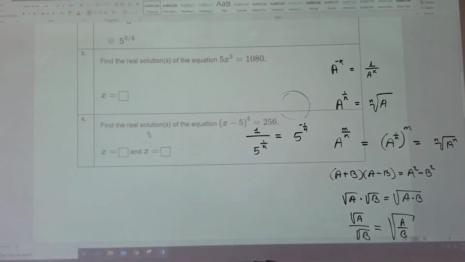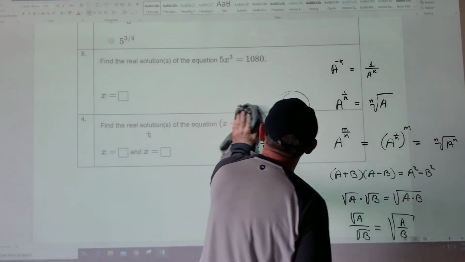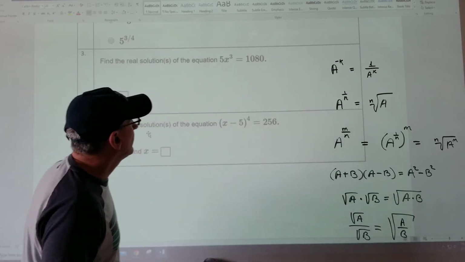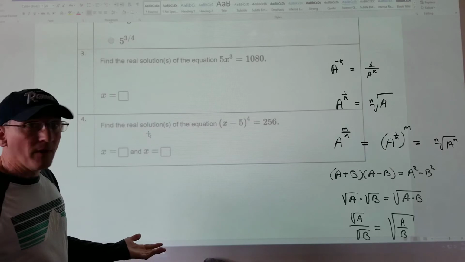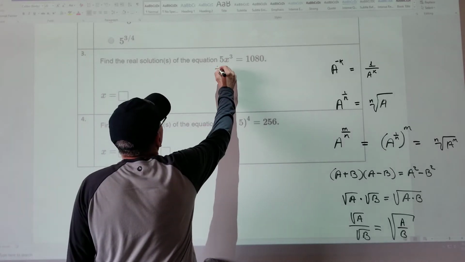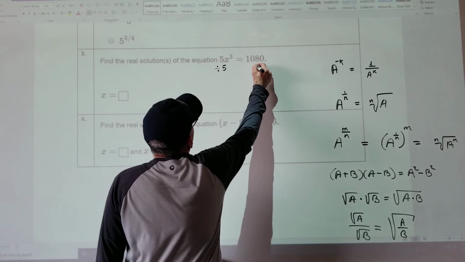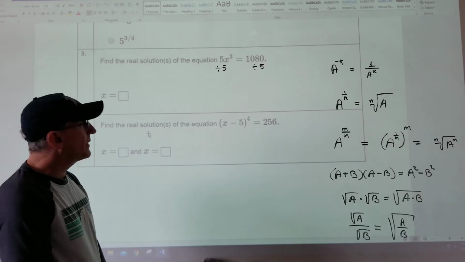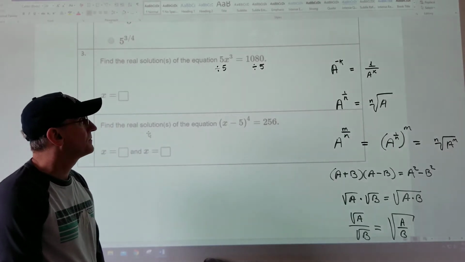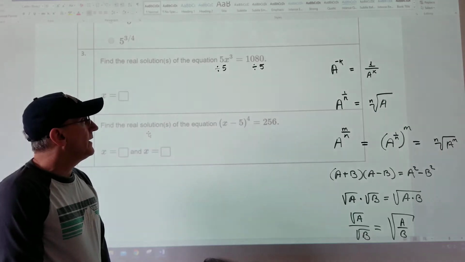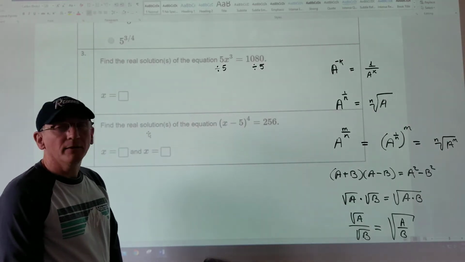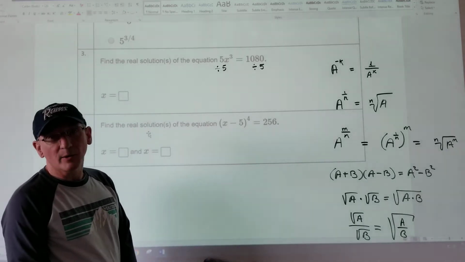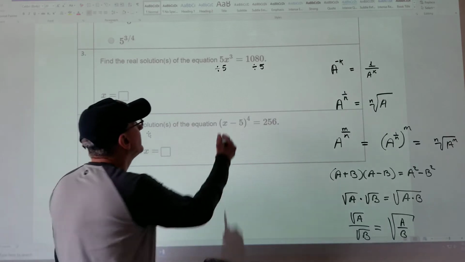Problem 3, find solutions to 5x cubed equals 1080. I think we probably ought to divide by 5 first. Does that sound reasonable? So divide by 5. Now, you know, my daughter, when she was 11 years old, came up with a rule for dividing by 5. Any number that ends with a 0, this rule works really well. You just knock a 0 off and double the answer. So 1080, you knock the 0 off the end, that's 108, and double the answer, you get 216.